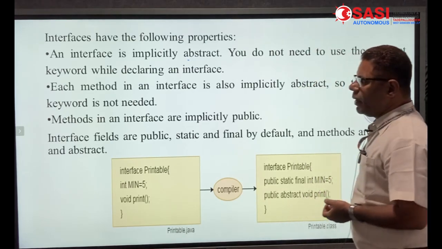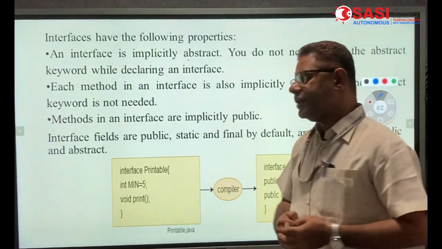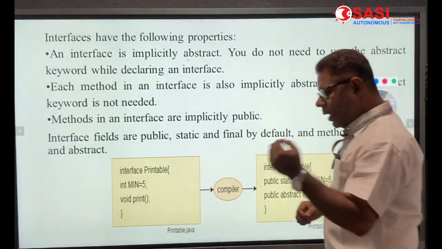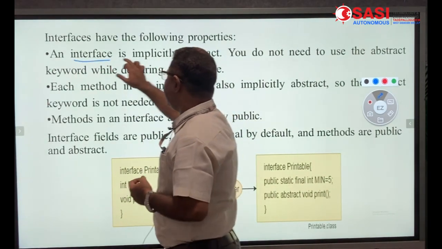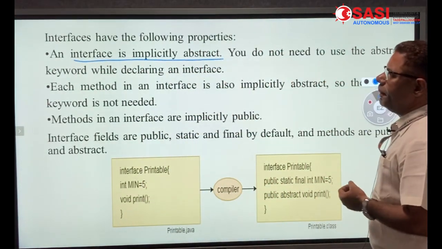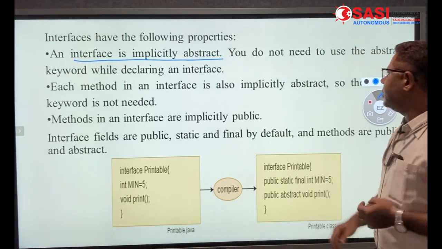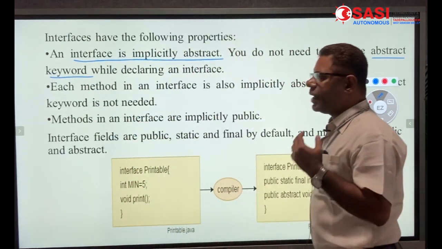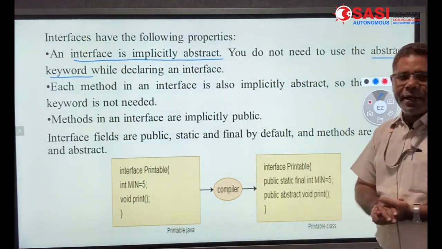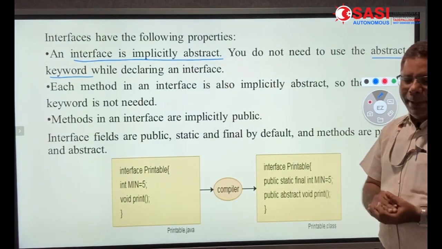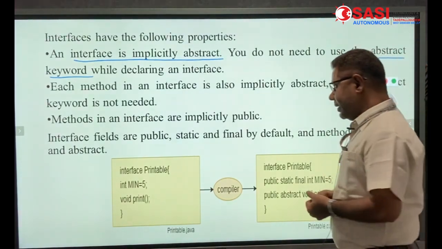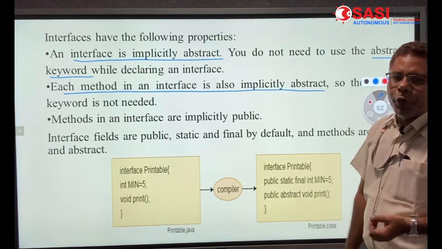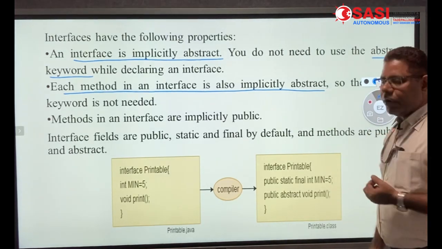Before going to that, what are the properties of interfaces? The interface has different properties. We already know an interface is implicitly abstract. No need to use the abstract keyword to declare the interface, just like the abstract class. Interfaces are implicitly abstract. Similarly, the methods in the interface are also abstract. No need to use the abstract keyword.